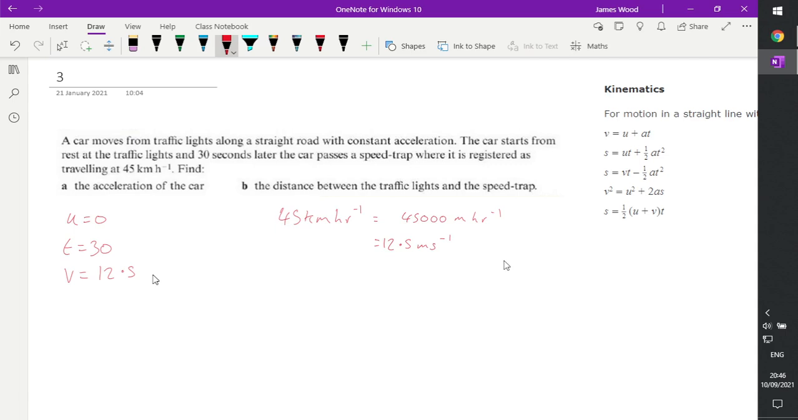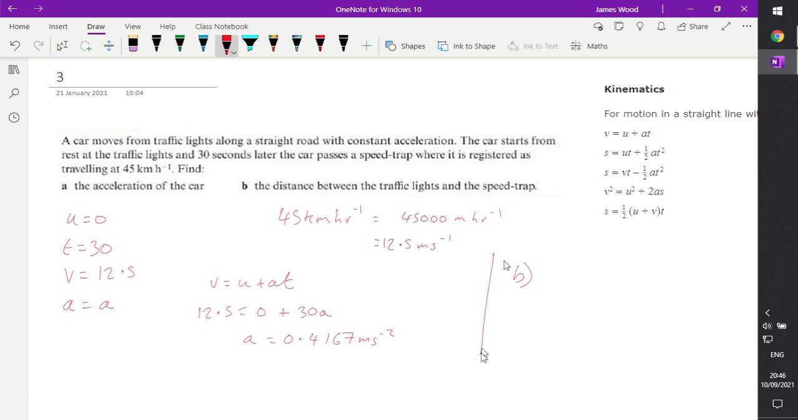Okay, so I just want to use standard units here, really. So I've got V, U, and I just want to find A, and I've got T. So I can use V equals U plus AT. So 12.5 equals 0 plus 30A. So 12.5 divided by 30 gives me A equals 0.4167, if I round it, meters per second squared.